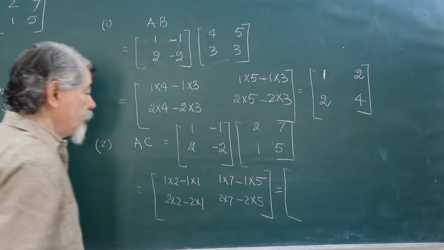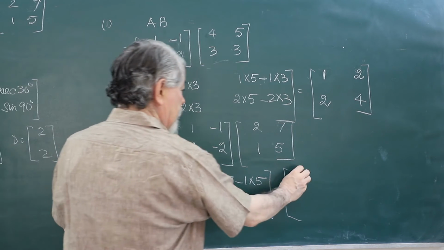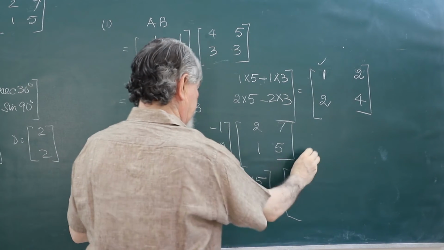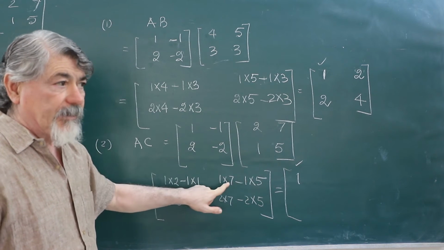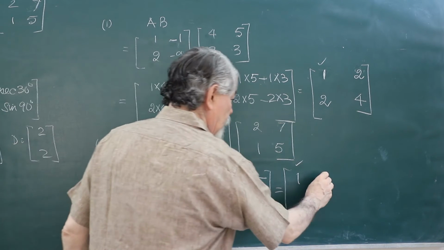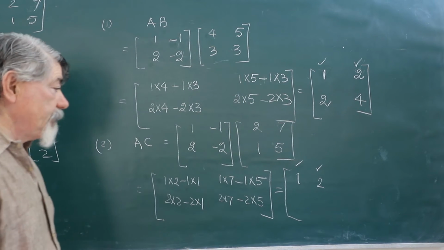Let us see what we get. 1 into 2 is 2, 2 minus 1 is 1. So this is okay. 1 into 7 minus 1 into 5. 7 minus 5 is 2, so this is okay. The first row is coming the same.